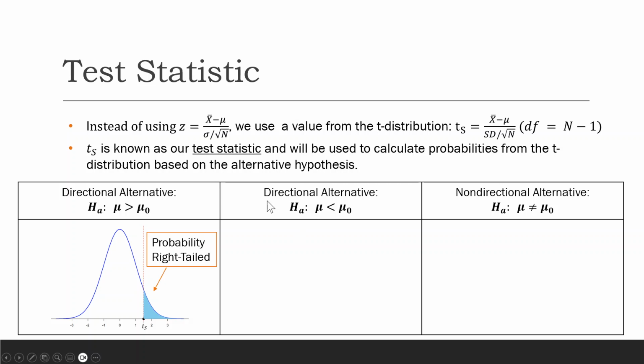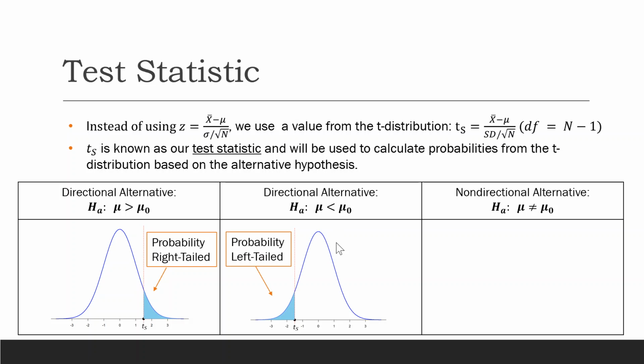The other directional alternative, let's say our alternative was that mu is less than a value mu sub 0, then I'm going to find on my t distribution my test statistic, plot it on that horizontal axis, and since this says less, I want to find the probability of this test statistic or all of the other test statistics that are less than that. And so if I go to my t distribution, it's going to be the left tail of that graph that's going to give me my probability. And so a lot of people call this a left-tailed test.